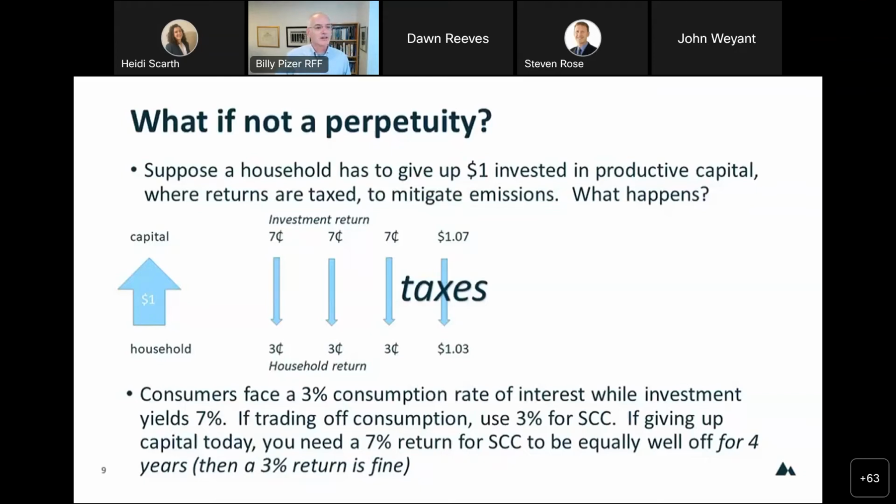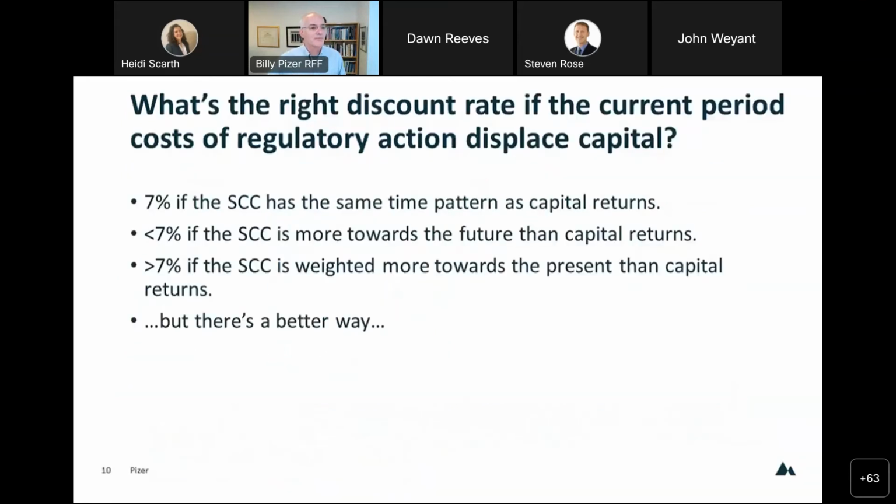And in particular, what we point out in this paper is that, if you were discounting something, say the climate change consequences, and they had exactly the same pattern of capital returns, you could use 7% and that would be fine. But if you're discounting things that have a longer horizon, you should use less than 7%. And if you're discounting something that had a shorter time horizon than capital, you would use more than 7%. But the point is there's actually a much better way to do this. And that's the shadow price of capital approach.